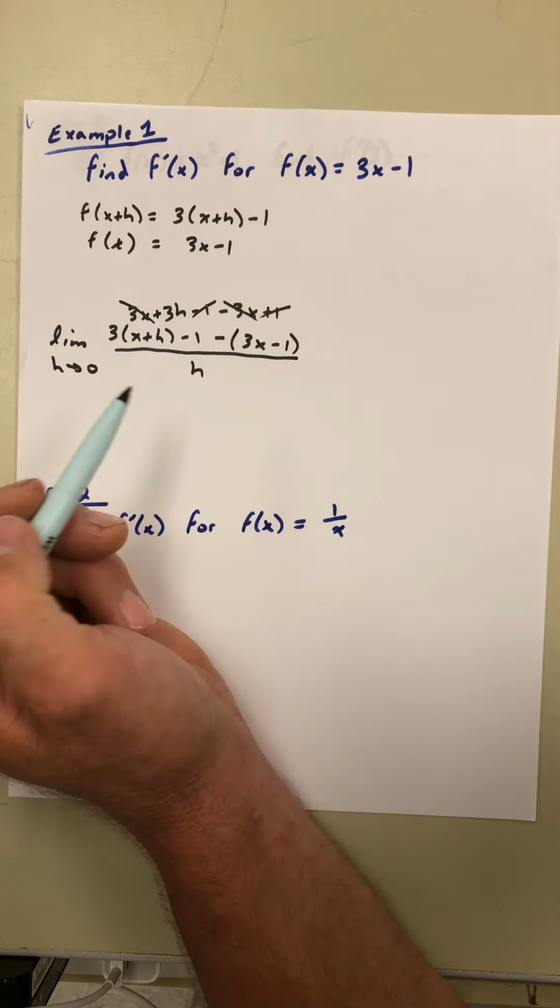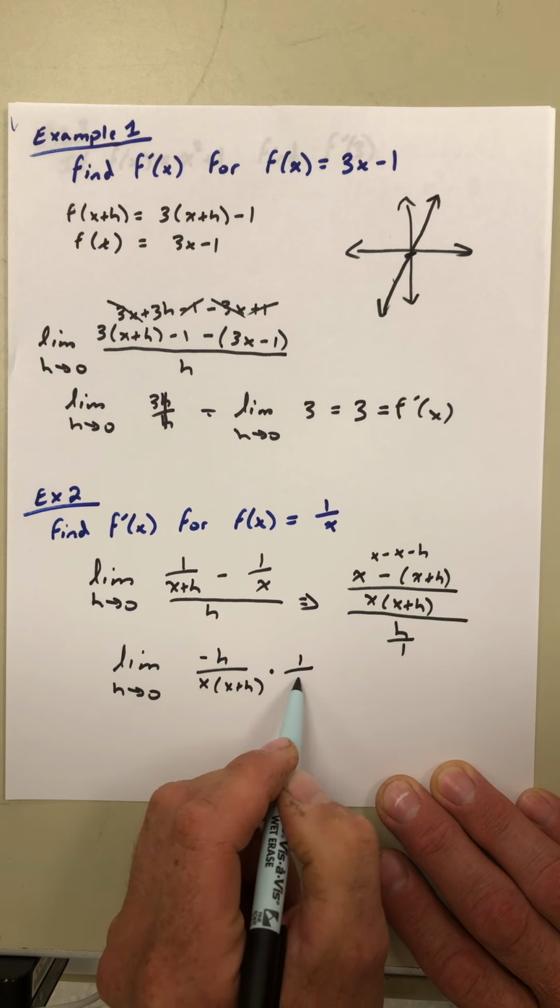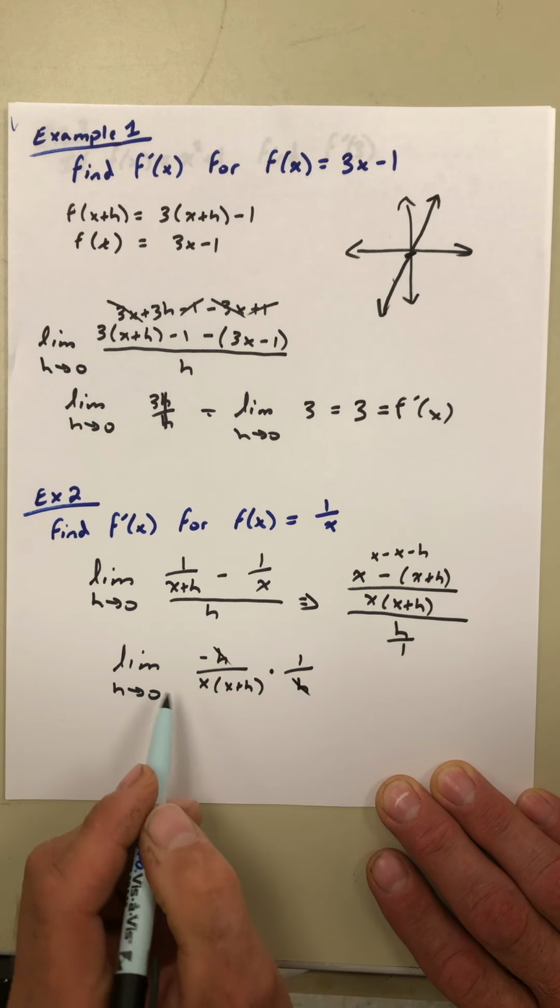Hopefully I didn't go through that too fast. My common denominator was the two of them together. This term over here needs an x in order for it to look like x times x plus h. This one here needs an x plus h to make it look like x times x plus h. Distribute your negative through, so we get x minus x minus h. So we're looking at the limit as h approaches 0 of negative h over x times x plus h, times, take this h, multiply by the reciprocal of 1 over h, so the h's are going to cancel.